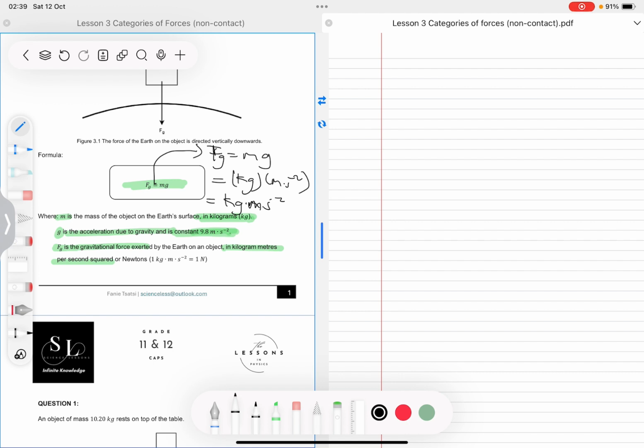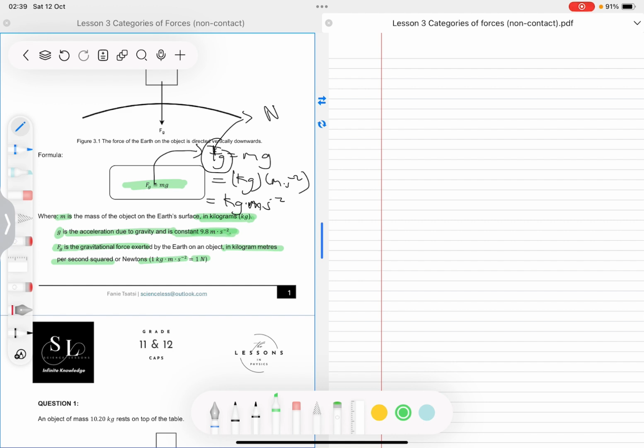But remember, we already said when we started our lessons in lesson 1 that force is measured in newtons, right? So this means that when you see a kilogram meter per second squared, it is equivalent to 1 newton, right? That's another way of writing it.